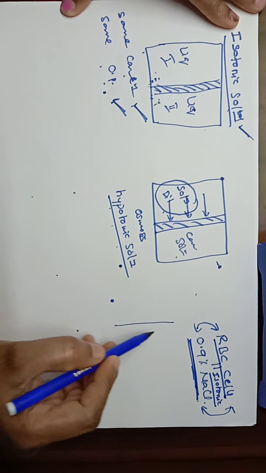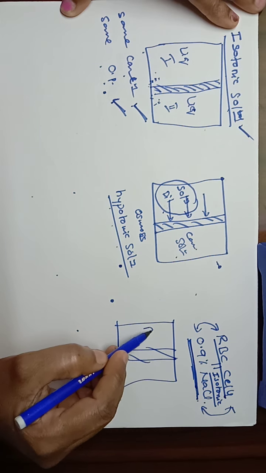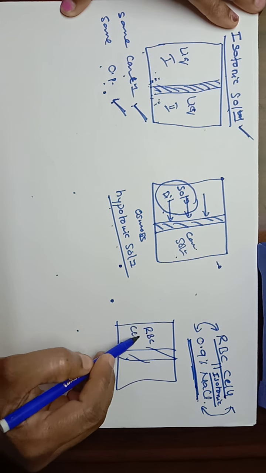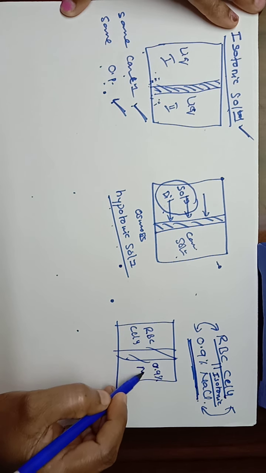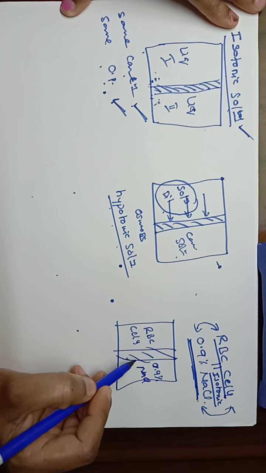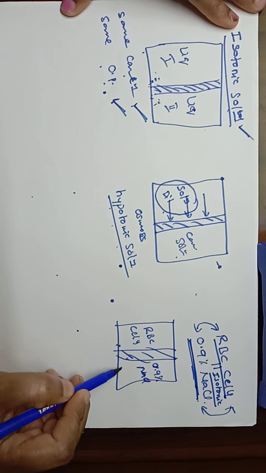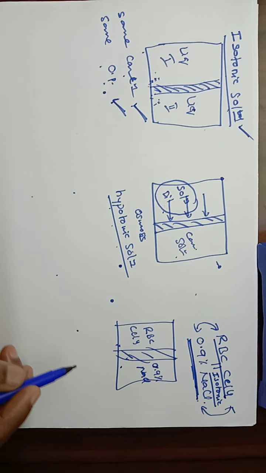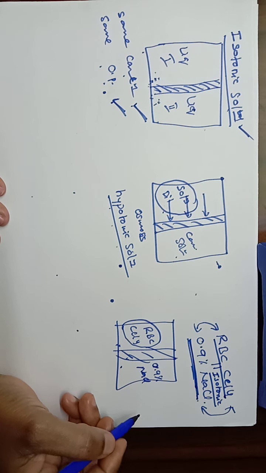So whenever these two are separated by a semi-permeable membrane, RBC cells and 0.9% NaCl, between these two there is no free movement of solvent particles from one liquid into the other liquid, because these two are isotonic in nature.